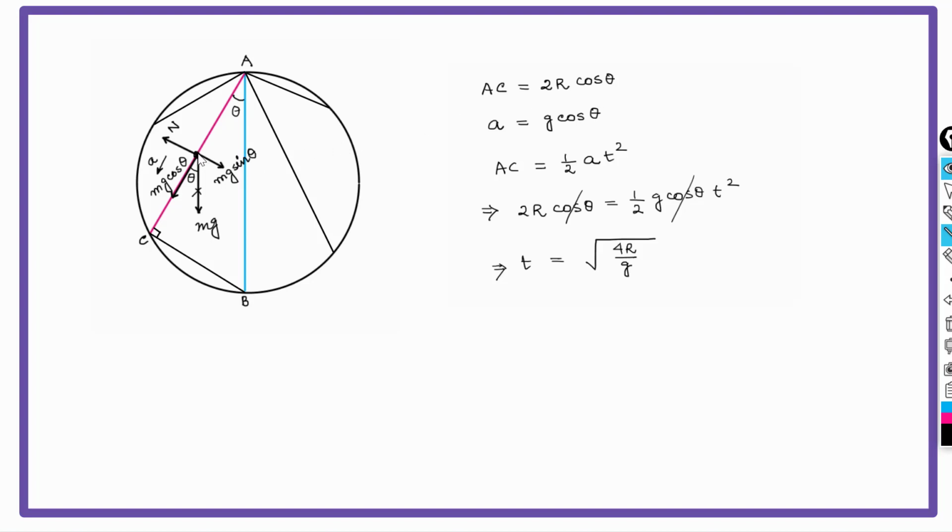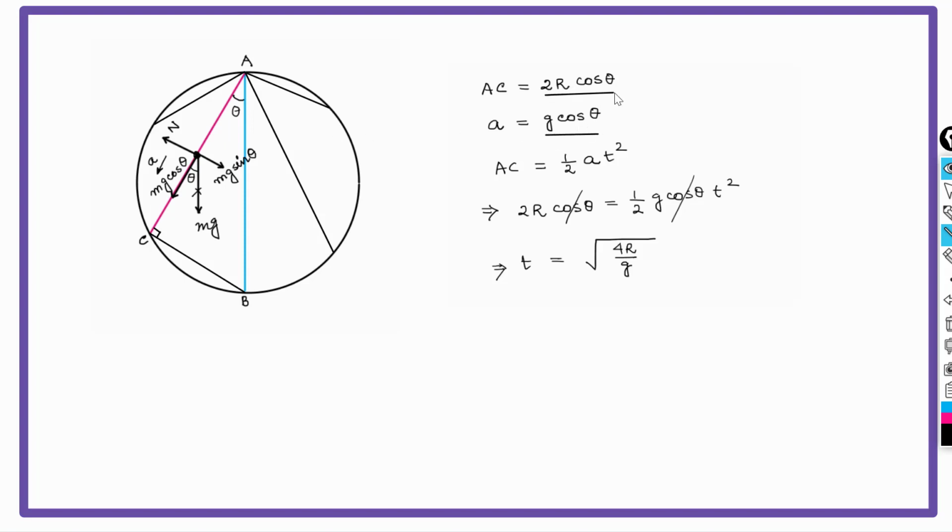Now if I draw the free body diagram of this particle which is sliding from A to C, then you can see only normal and weight force acting on it. Further, if you take components of the weight along the chord and perpendicular to it, you will see that along the chord the component is mg cos theta, and this component is only responsible for the acceleration of this particle. So the acceleration of that particle along this chord is g cos theta.